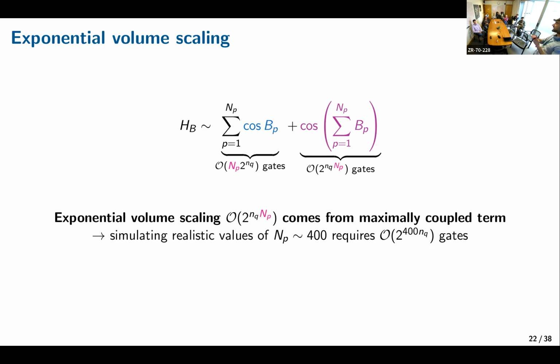If you do a 20 by 20 lattice, for example, you need on the order of 2 to the 400 times little n_q. So whatever little n_q is, this term is just not going to be possible to simulate on any quantum computer.